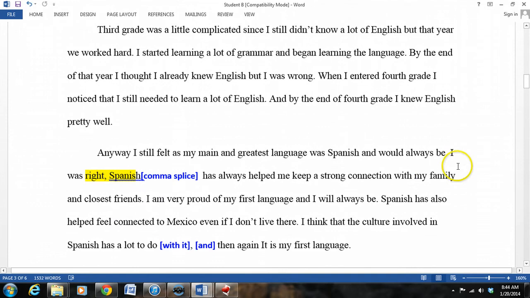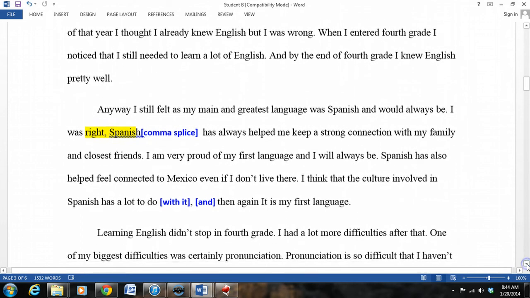Here's another comma splice. "I was right." That's a complete sentence. It needed a period here. "Spanish has always helped me keep a strong connection with my family." Two complete sentences, you cannot separate them with just a comma. That is two major sentence structure errors, and that's a serious problem.